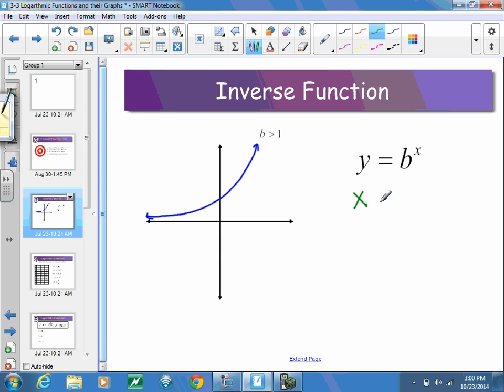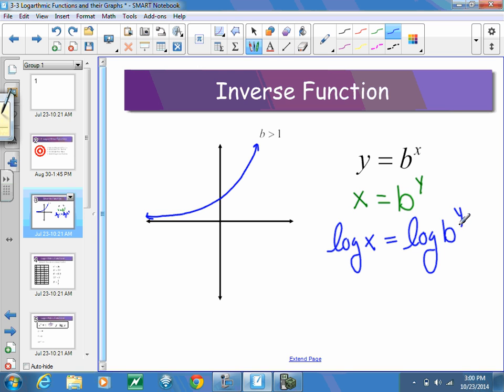Talking about inverse functions, remember that we flip our values of x and y. We change those out, and now we're solving. How we solve, and we'll be getting into this in the next couple of days, is how I get this y out of the exponent: by taking what we call the logarithm of both sides of our equation. So I'm going to take the log of x and the log of b to the power of y. And using our power property, which we'll look at again in a couple days, we get log of x is equal to y times the log of b.